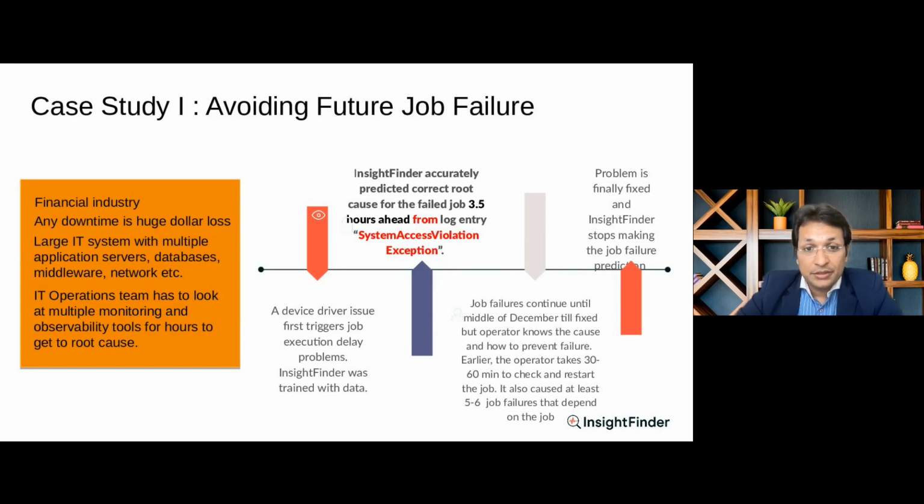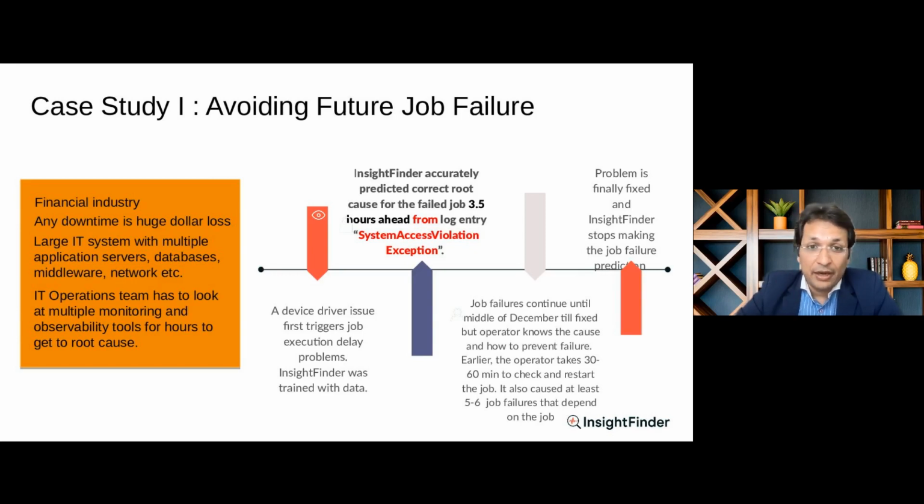These job failures continued for a long time till the fix was put in place. But the important thing to understand here is, before InsightFinder, my team used to spend at least 30 to 60 minutes to check and restart the job. And business impact has already happened because of the delay by then. It used to cause another 5 to 6 downstream jobs to fail.